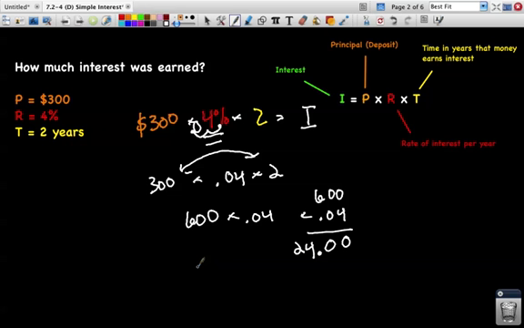So I get a final answer of $24. And what that means is by depositing $300 into an account that earns simple interest at a rate of 4% per year, from just not touching that bank account, that bank account is going to earn an extra $24 for free after 2 years because of simple interest. So now that account actually has $324 in it, and that's by doing nothing. You just earned free money.